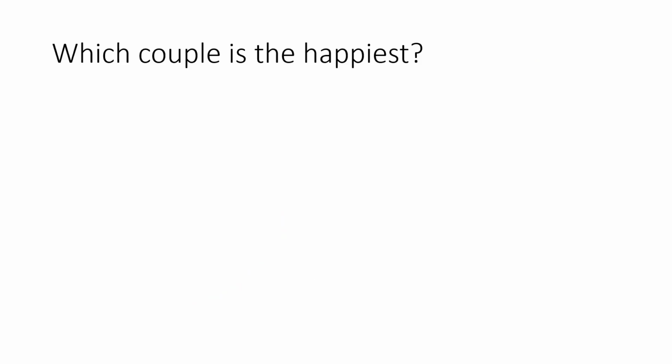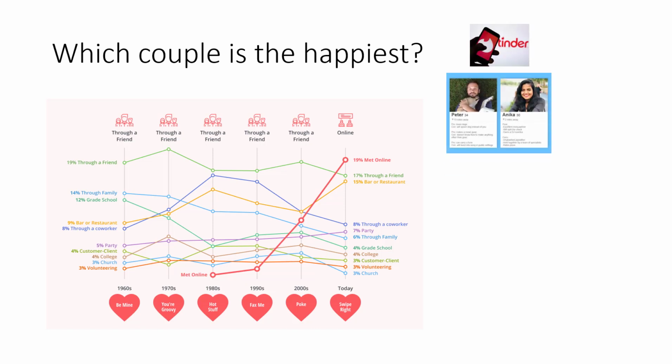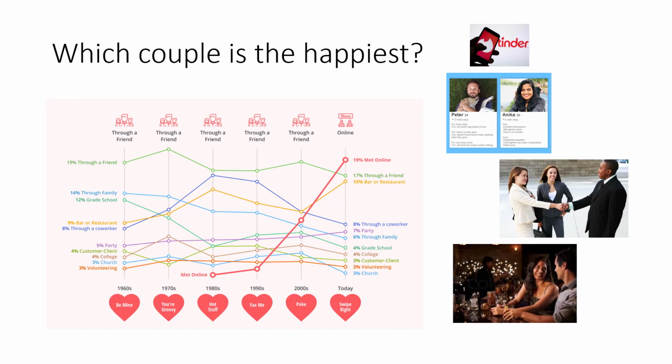Let us first take a hypothetical example. Couples get to know each other in various ways. According to these statistics, 90% of couples met online, 17% of couples met through a friend, and 15% of couples met in a bar. Let's say we want to find out which couple is feeling the happiest after some years later.